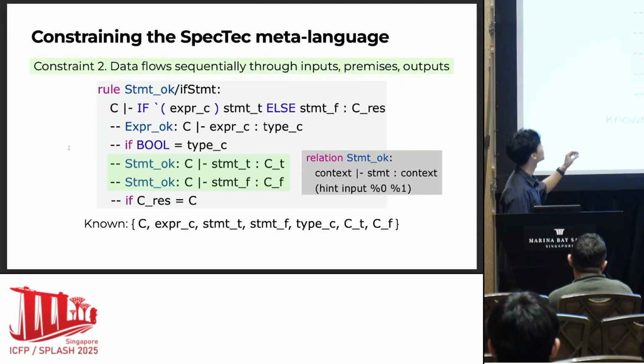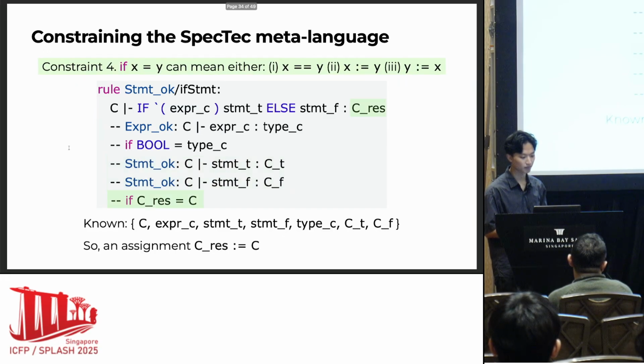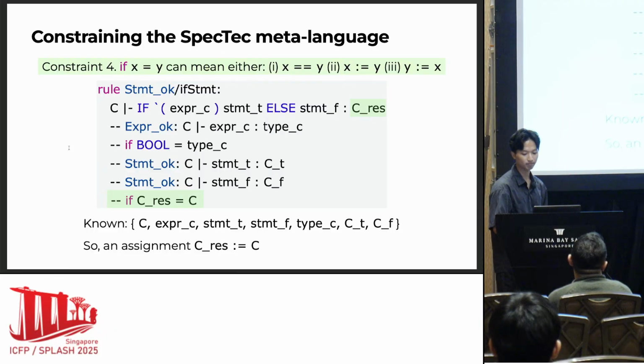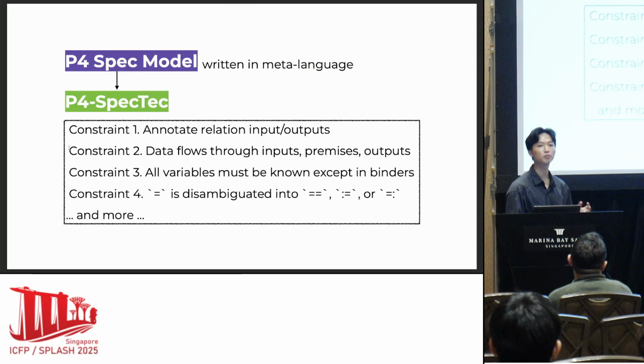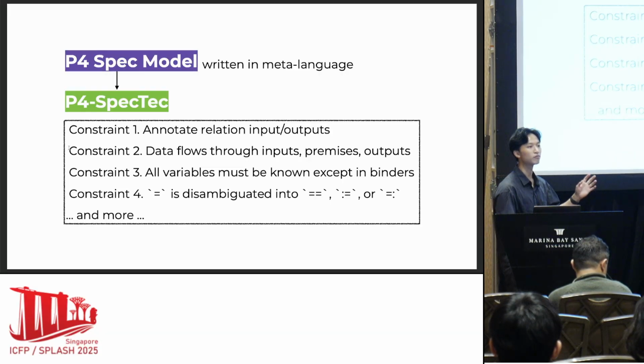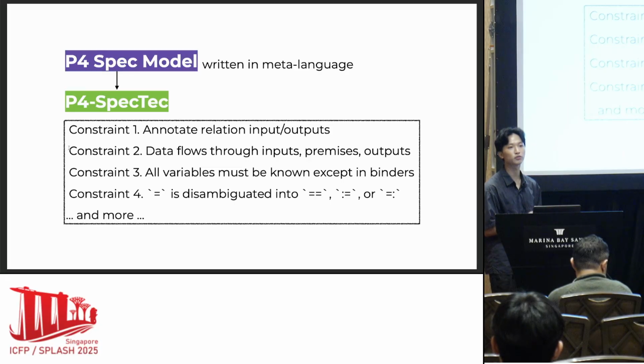Moving on to the next 2 premises, we will bind the CT and CF using the same principles as before. And in the final premise, because we know C, however we don't know C-res, we interpret this as an assignment from C to C-res. And given all that premises hold, we will conclude that the statement is well typed and the updated context is C-res. So these are the core constraints on the P4-SpecTec meta language that we enforced to guarantee that the specification model is executable. Given a P4-Spec model, P4-SpecTec statically validates that all these constraints hold, thereby allowing the algorithmic inference rules to be executed.